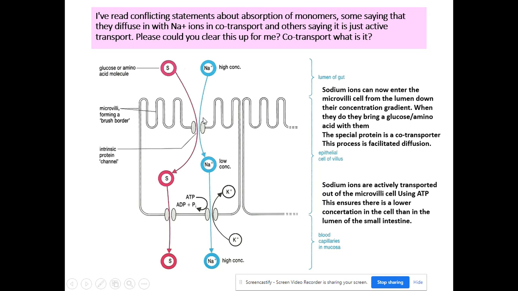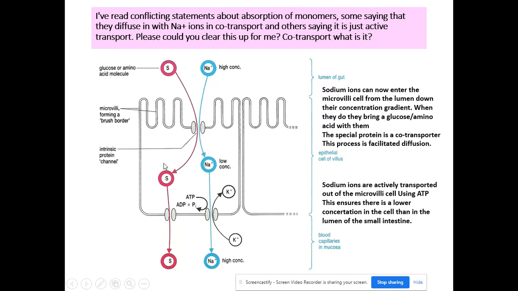So because that concentration gradient has now been set up, because the sodium ions are getting actively transported out of the other end of the cell, it means now that these sodium ions are going to come in through here, and they're going to enter, like I say, down their concentration gradient. And when they do, they will bring in with them, they'll co-transport the glucose or the amino acids with them. So they will enter into the cell with those sodium ions.